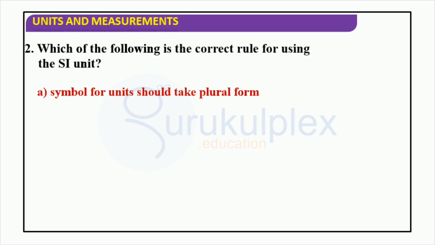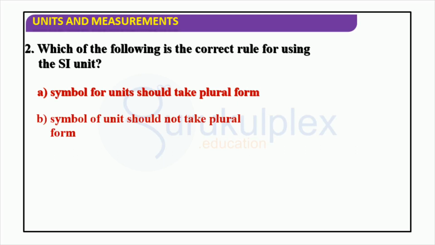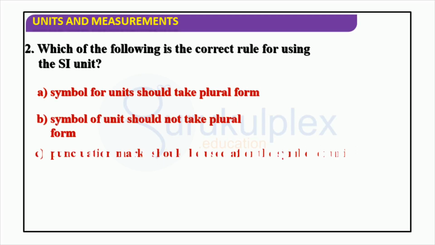Symbols for SI units should not be made plural, a punctuation mark should not follow the symbol, and a small letter should be used when the symbol of the unit is placed after the name of the scientist.